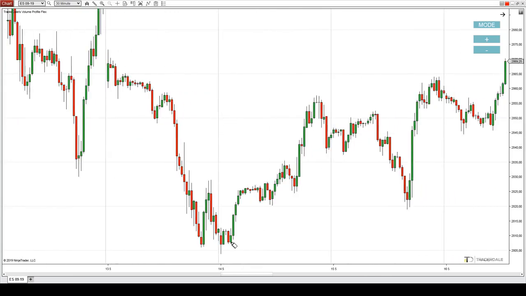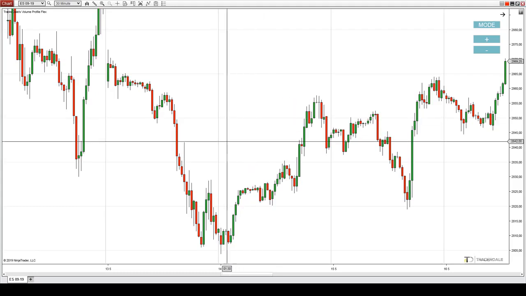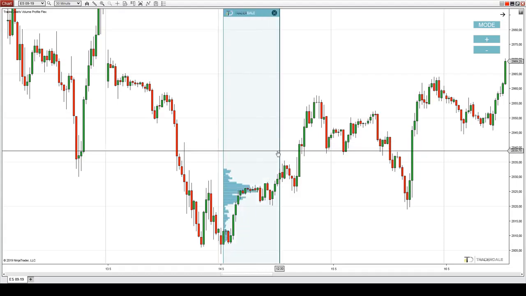The next day there was a strong uptrend, so let's have a look at the volumes. At first it was this strong volume cluster, and this was the reaction to it. A very nice place to jump into the uptrend right there.